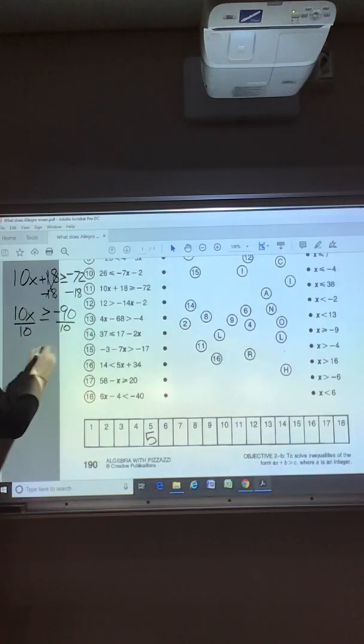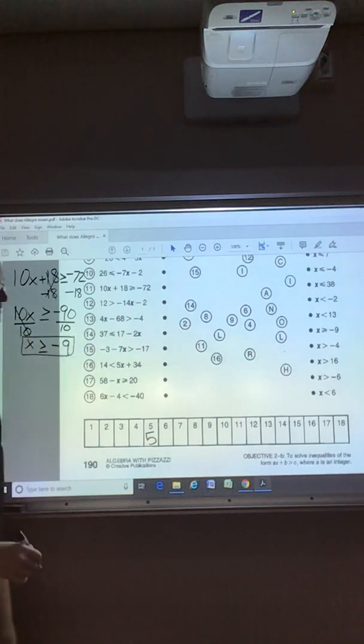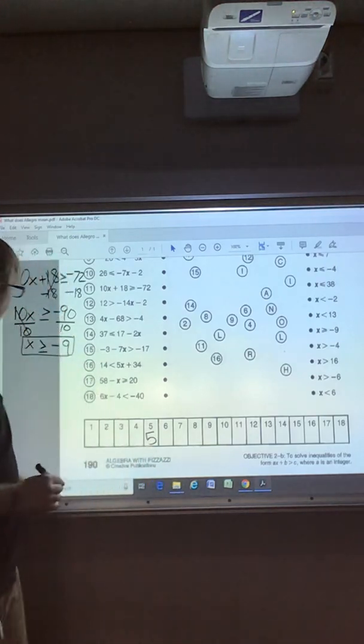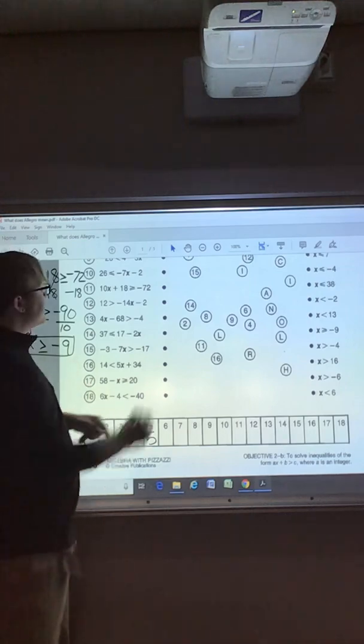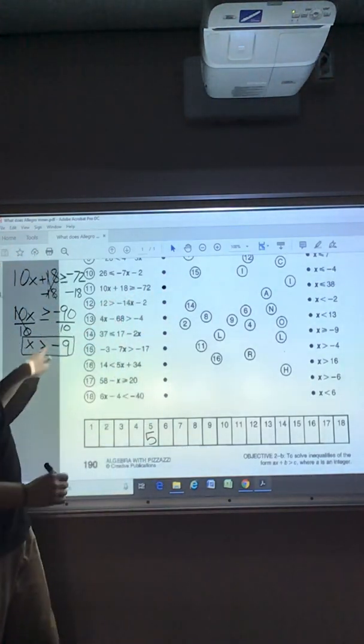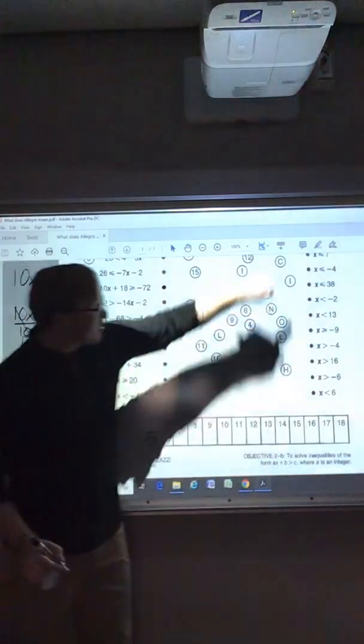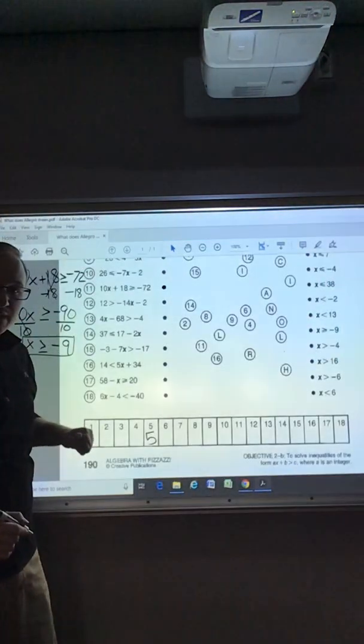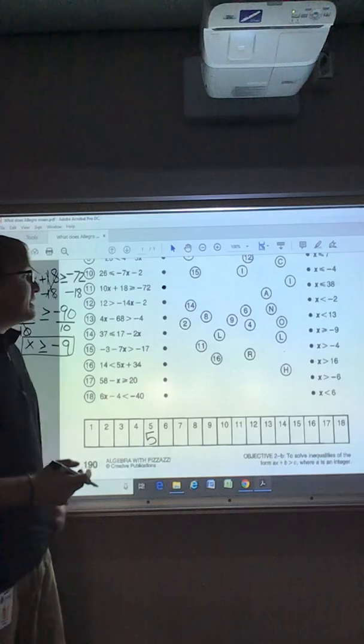Divide by 10 on both sides. These 10s cancel out. X is greater than or equal to negative 9. Is that what you got? Hopefully it is. Does this dot right here, remember we're at 11, does this answer match up with anything over here? Hopefully you're saying yes it does.